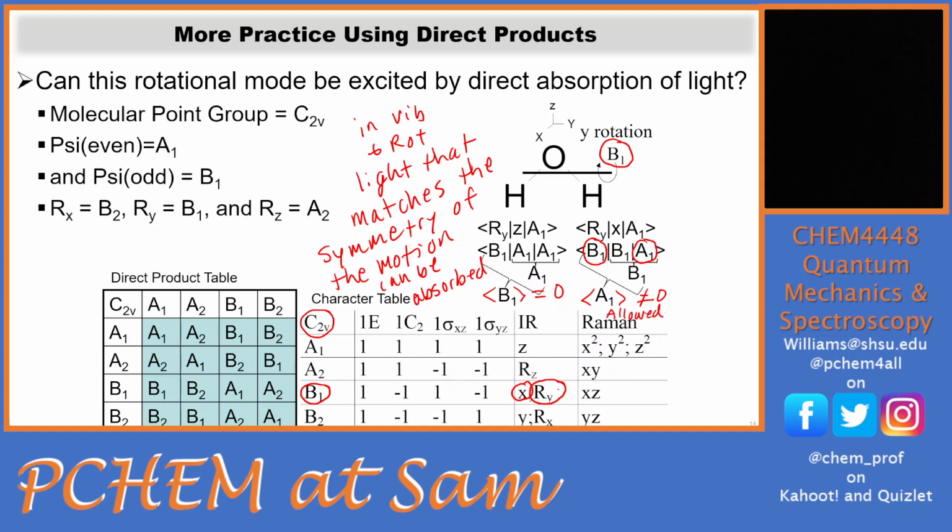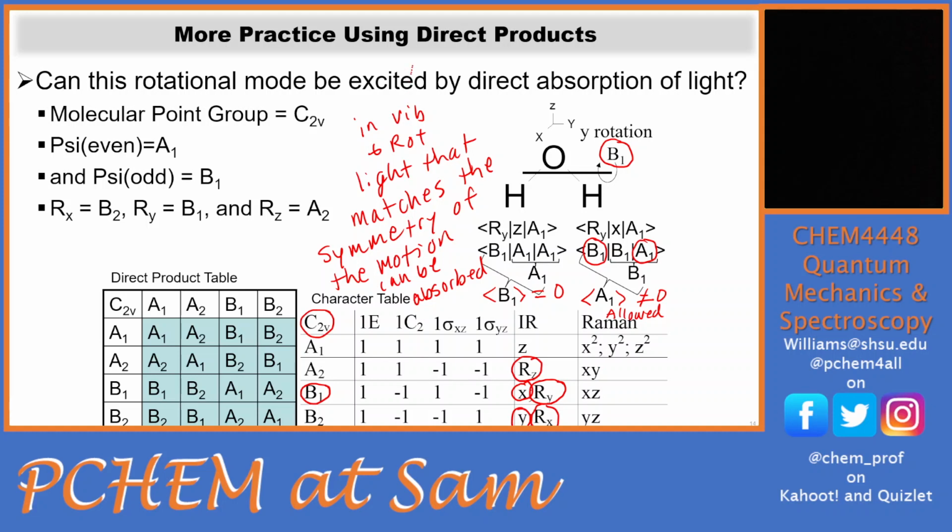What about rotation around X? Which kind of light would allow rotation around X? Here's rotation around X, and here's Y polarized light. So for this molecule, rotation around X would be absorbed by Y polarized light. And then rotation around Z has no light that will allow it to be absorbed. Rotation around Z will not absorb any light is another way to say that. Because Z and RZ are on different rows.